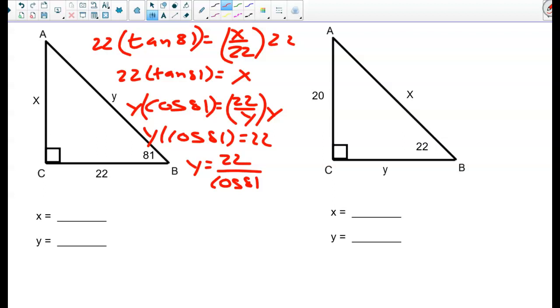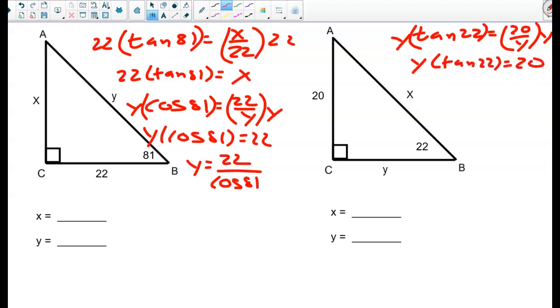Second one, this one has two-step problems. The tangent of 22 equals opposite over adjacent, 20 over y. I'm going to multiply both sides by y here. And I really encourage you, don't take a shortcut here. Work out the two steps.